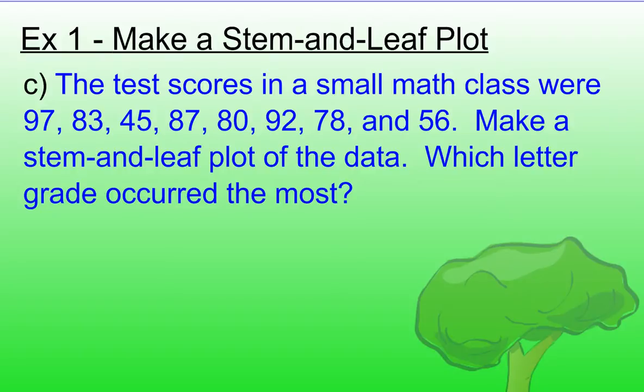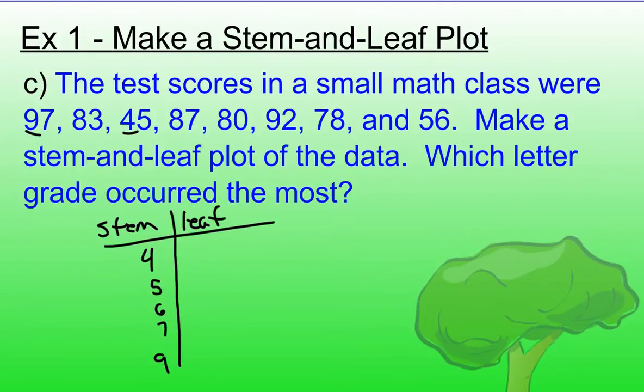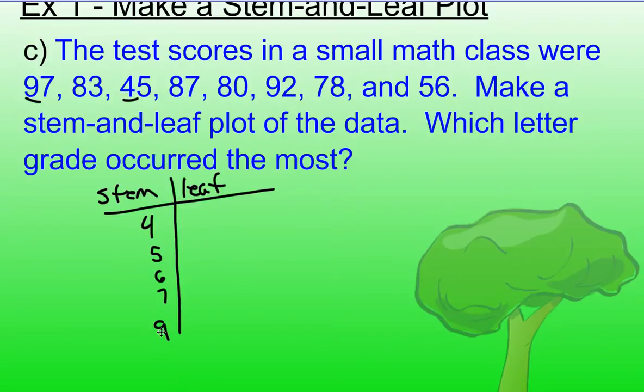Okay, hopefully you're done by now, and let's see what we got. So for your stem-and-leaf plot, we've got stem, leaf. So these are my numbers. My smallest stem is 40. My largest stem is 90. I need everything in between. So 4, 5, 6, 7, 8, 9.